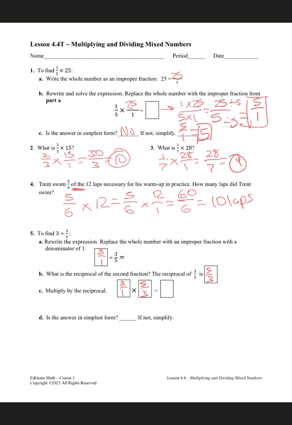And now we just have to multiply straight across. So 3 times 5 is 15. And then 1 times 3 is 3. Is this in simplest form? The answer is no. So let's go ahead and simplify. So we've got 15/3. What's the greatest common factor of 15 and 3? That is 3. So we're going to divide both the numerator and the denominator by 3. So 15 divided by 3 is 5. 3 divided by 3 is 1. And that reduces all the way down to 5.